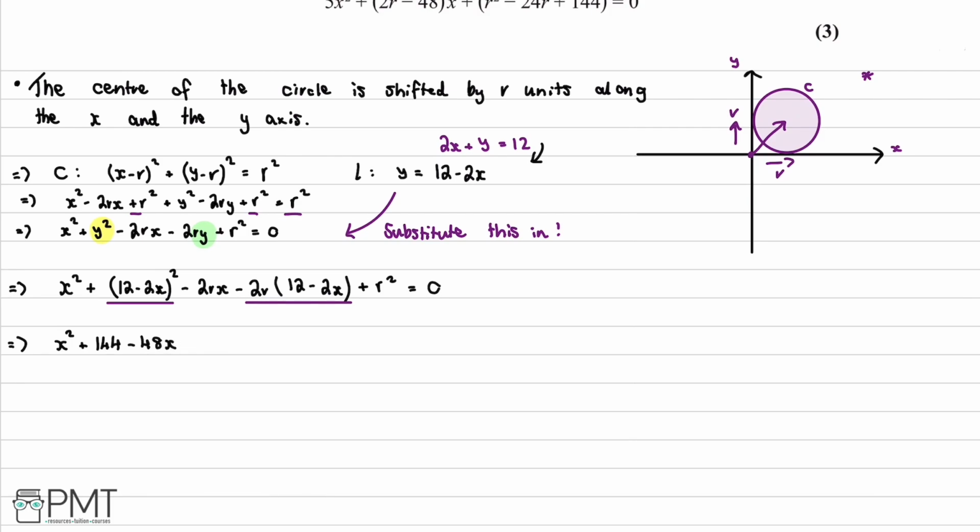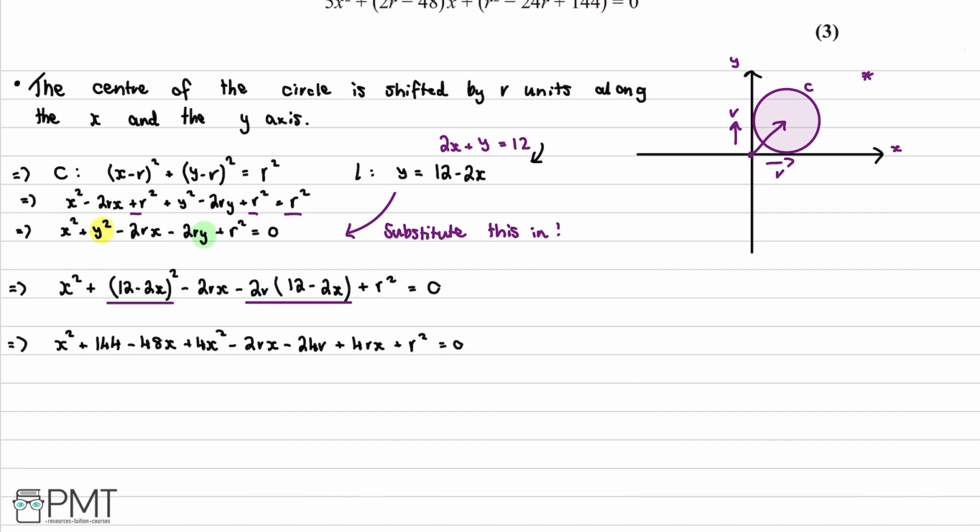And then we'll have a positive 4x squared. And then continuing on, we'll have take away two lots of rx. Then we're going to minus 2r multiplied by 12, which is 24 lots of r. And then we'll have negative 2r multiplied by negative 2x. So that is going to give us a positive, since we're multiplying two negatives, and it's going to be 4rx. And then we'll still have this r squared on the end.